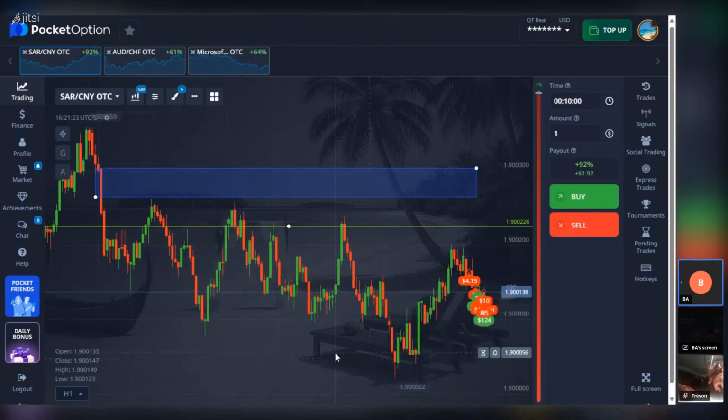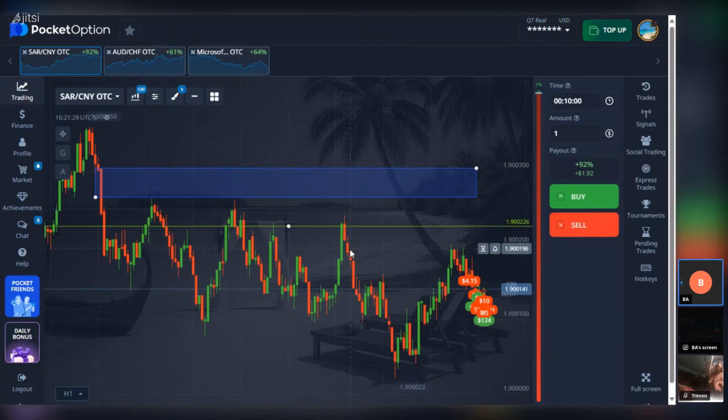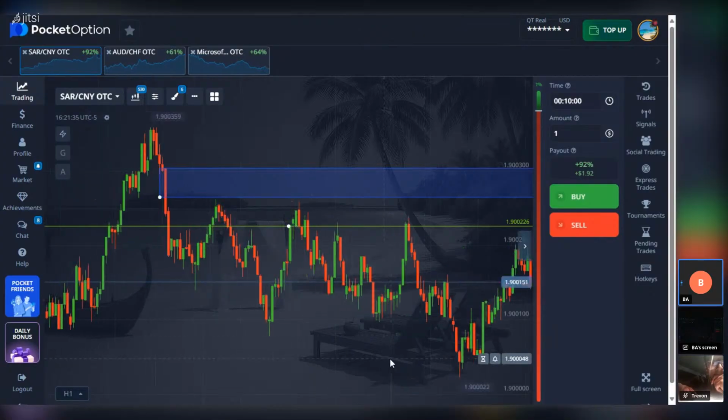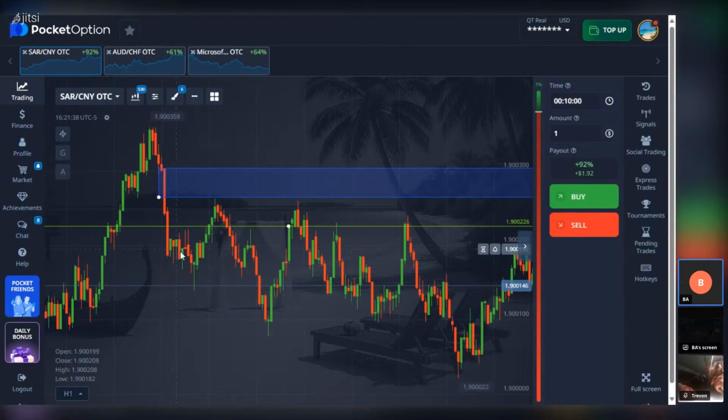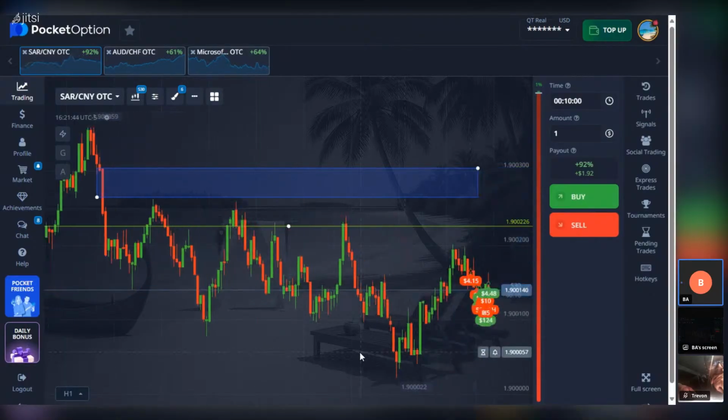They're just enticing you to buy, enticing you to sell, enticing you to buy. It's just trap money. It's building up. You see how it's just going sideways? Buy, sell, buy, sell. It's creating a little range.